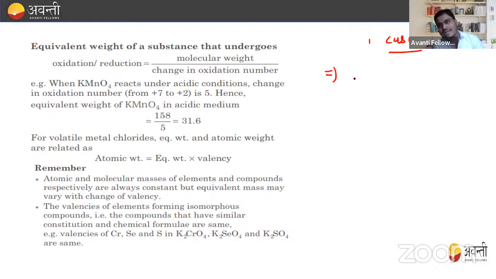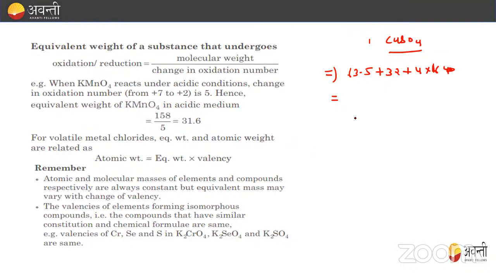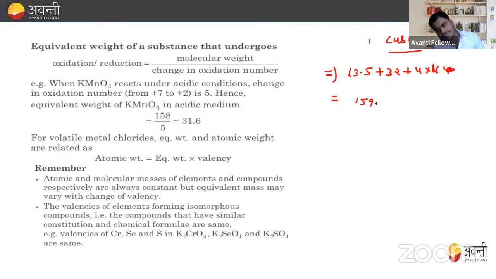So we are given that copper sulfate has copper with mass 63.5, and sulfur is 32, and oxygen is 4 into 16, that is 64. Just calculate this, beta. So it comes out to be 63.5 plus 32 plus 64, which is 159.5. So this is the molecular mass.